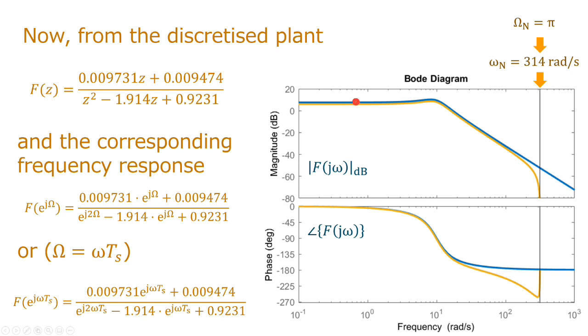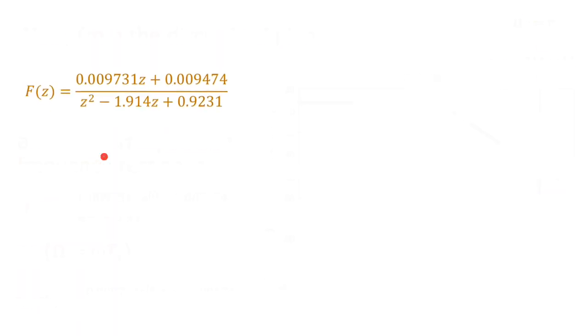And here in this bode plot, you have in blue the frequency response for the continuous time system, and you see that in red it goes along, but when it approaches the Nyquist frequency, so pi divided by 10 milliseconds, you get this limit, so it won't go beyond this point.